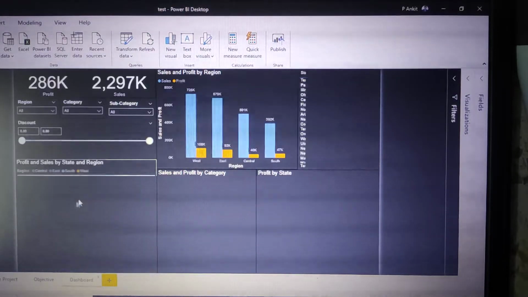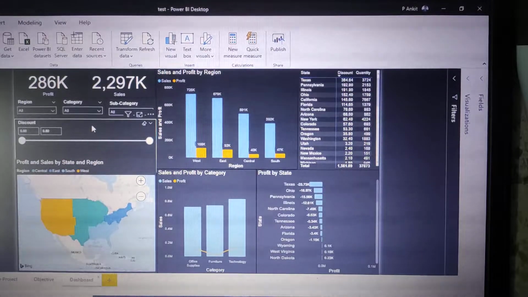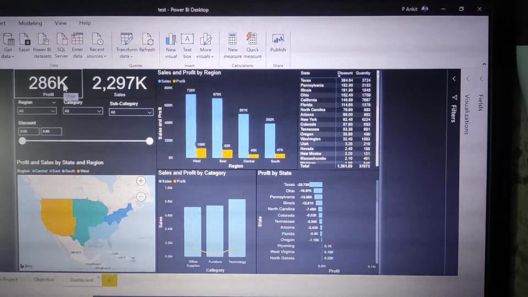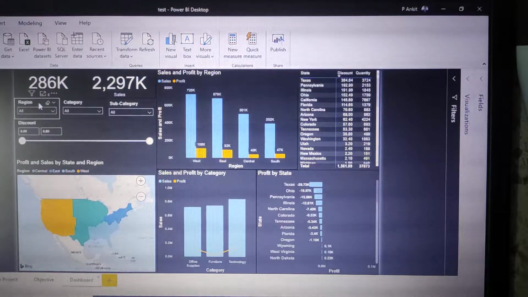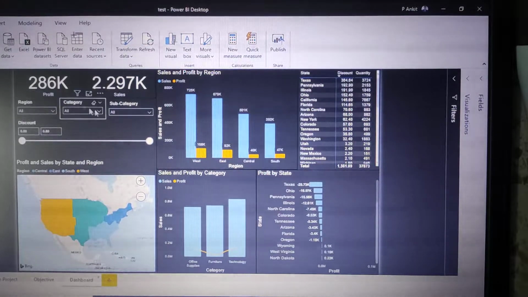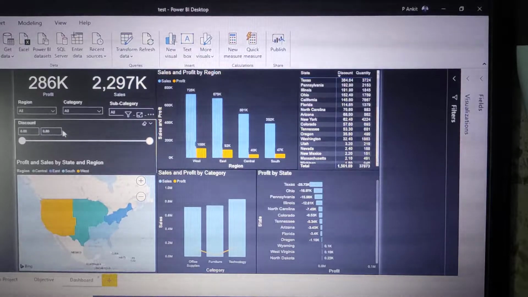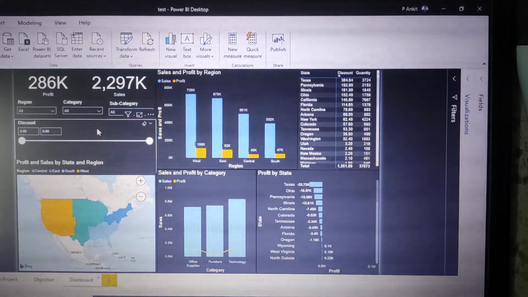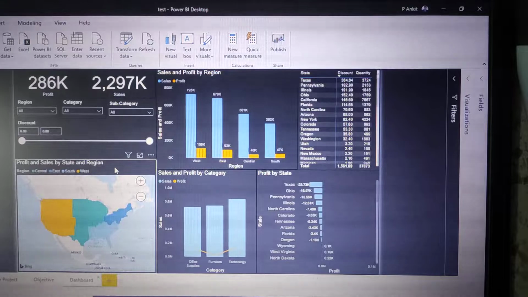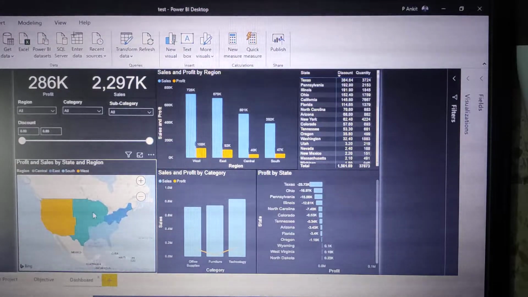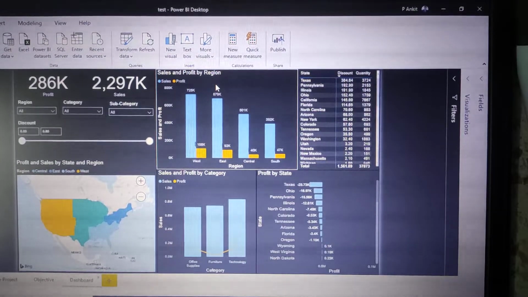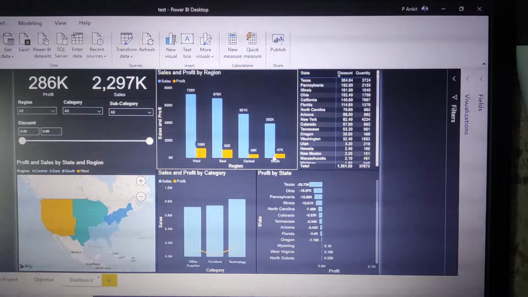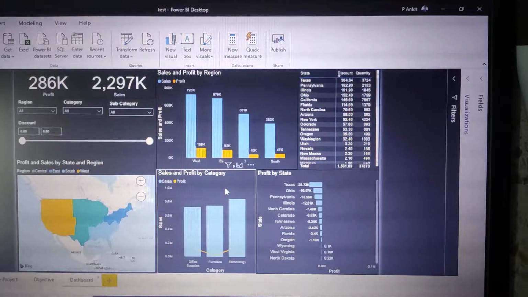Okay, so here is how the dashboard looks. I've prepared a scorecard of profit and sales, and three slicers: region, category and subcategory. There is one more slicer for discount, and we have a map visualization by region showing profit and loss. I have also created a visualization of sales and profit by region.